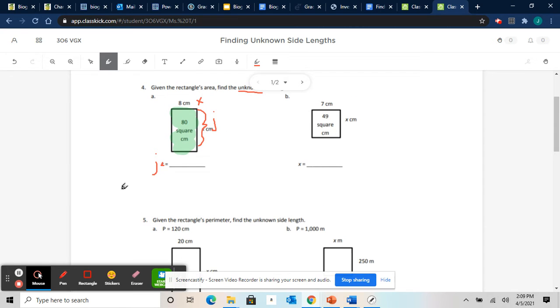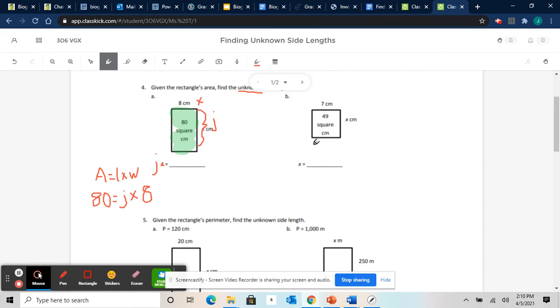So I know that area equals length times width. And then I'm going to ask myself, well, what part of this equation do I have? Do I have the area? I do have the area. It says 80 square centimeters. So I'm going to write 80 in my area spot. Then I'm going to say, well, do I have the length? I see that the length is the side that I'm missing. So that's the side that I'm looking for. I'm just going to put a J here. Times, do I have the width? Yes, I do. It's 8 centimeters. So 8.